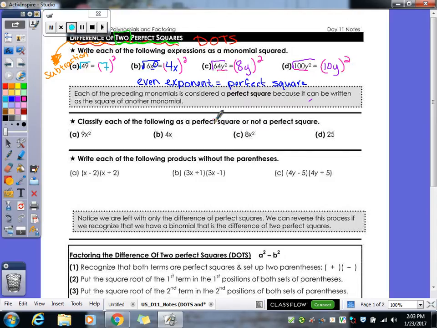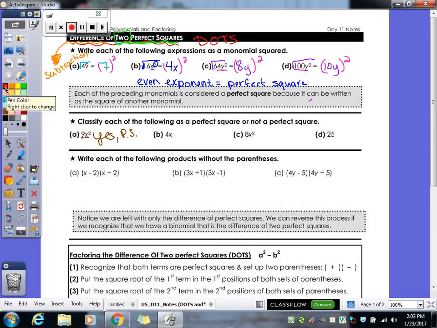Again, you have to make sure there's subtraction. You have to make sure there's only two perfect squares. So if we take a look at our next grouping down here, a lot of things look like perfect squares, but they're not actually perfect squares. If we look at letter A, 9 is a perfect square, and my x has an even exponent. So yes, this one would be a perfect square.